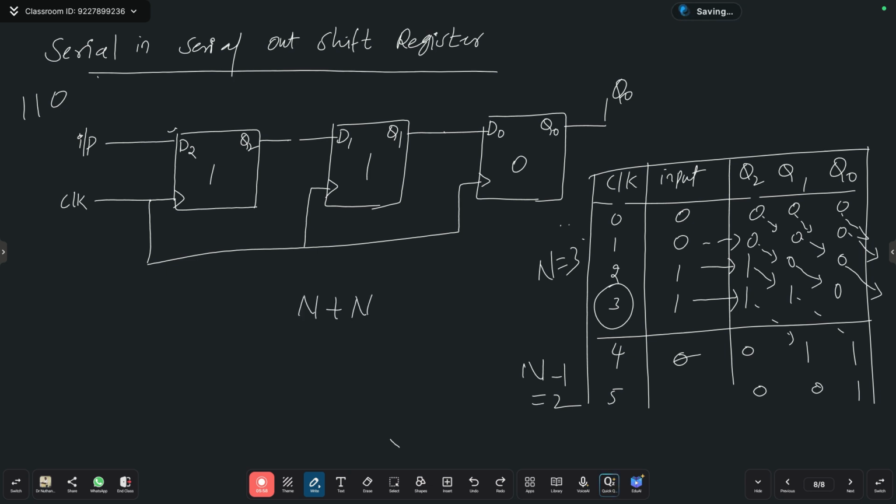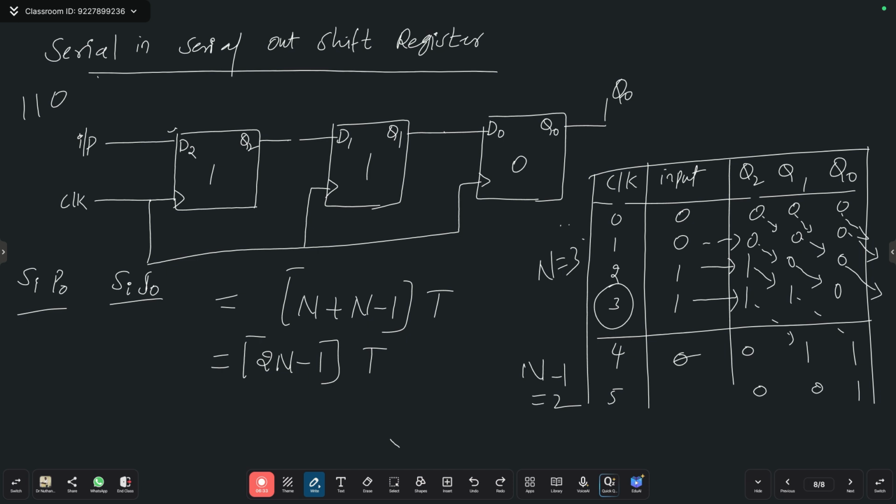N plus N minus 1, into T. Correct? That is 2N minus 1, into T. So the same for serial in, parallel out, and serial in, serial out. Just do one sample and you can understand which is the best.